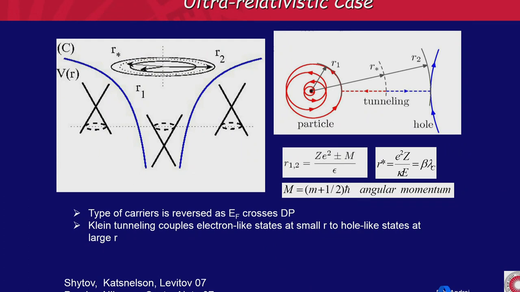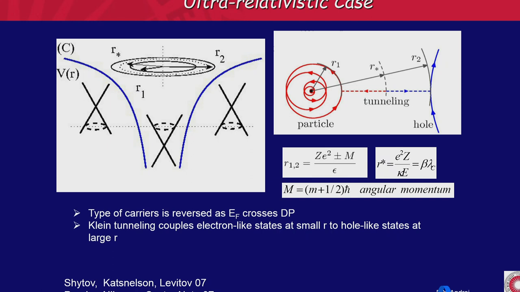Let me show you one more thing here, what's going on here. So this is our 1 over r potential. I'm showing both sides. And these Dirac points should actually be riding on top of the potential. I took this from this paper here, so this is wrong. So this should be here, and this one should be somewhere down here. But the bottom line is that the type of carriers is reversed when the Fermi energy crosses a Dirac point, as I've shown you in the Klein tunneling example. So here we have holes, electrons, holes. So sign of carriers is reversed.